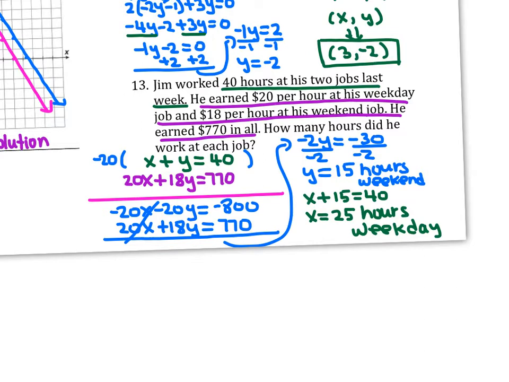That means I find out that Jim is working 15 hours at his second job. But I still haven't found out how many hours he's working at his first job. So I'm going to need to substitute the 15 back into this green equation, bringing it here. And that's what it will look like: x plus 15 equals 40. Subtract the 15. I find out that Jim is working 25 hours at his first job and 15 hours at his weekend job.